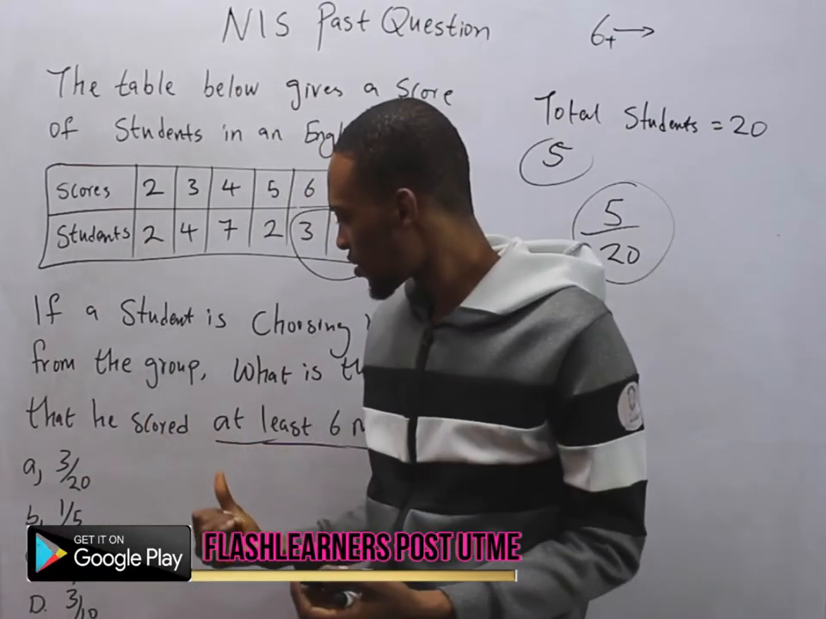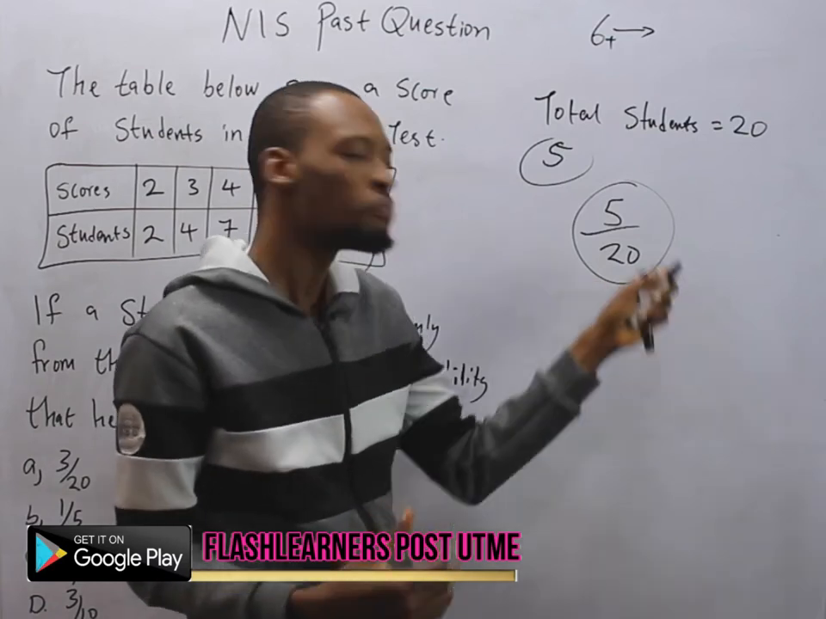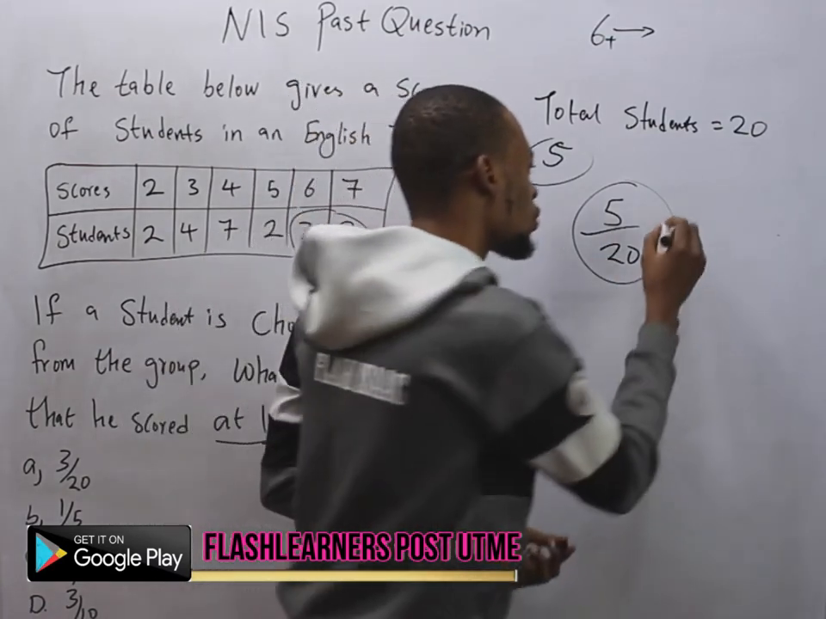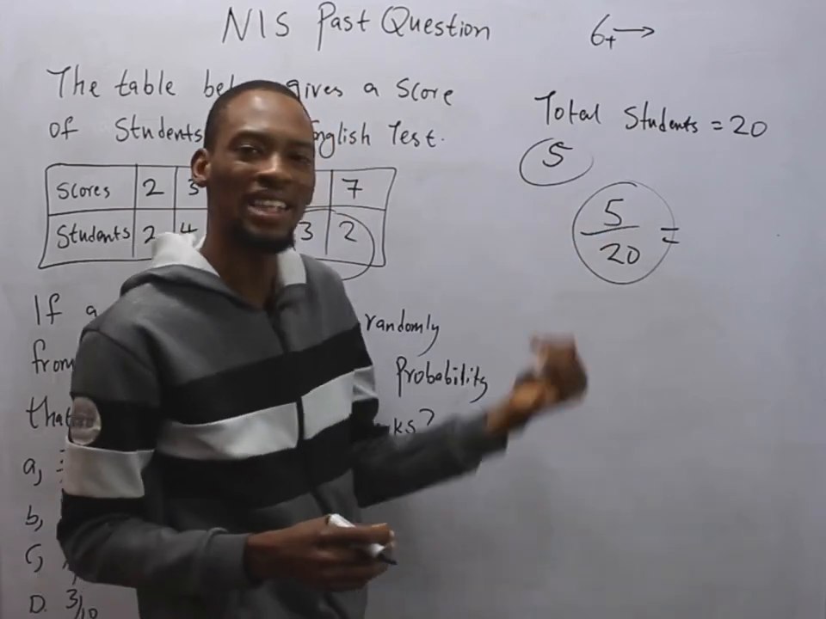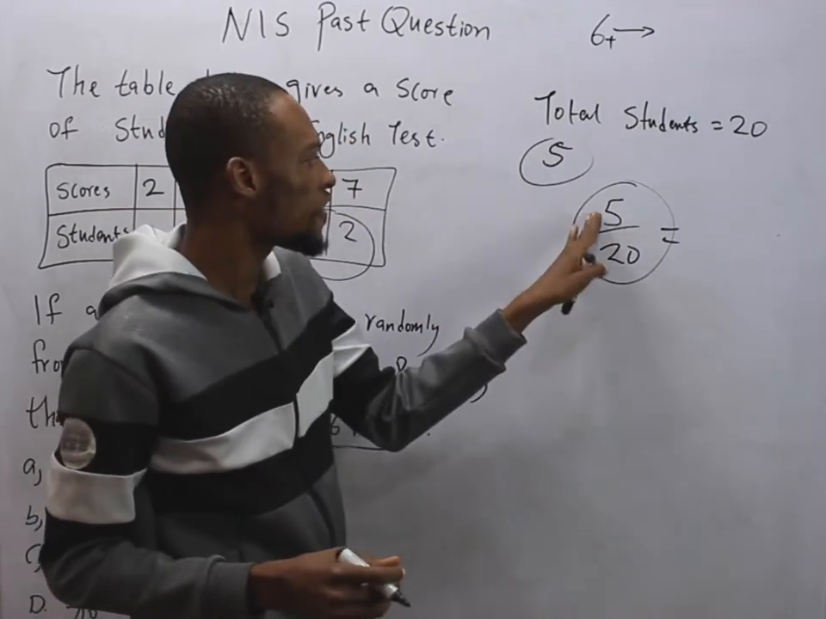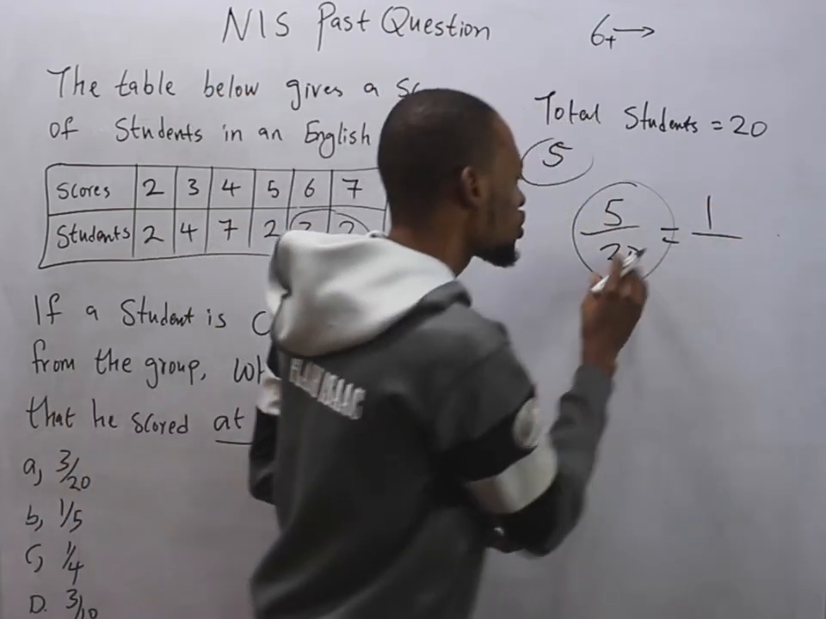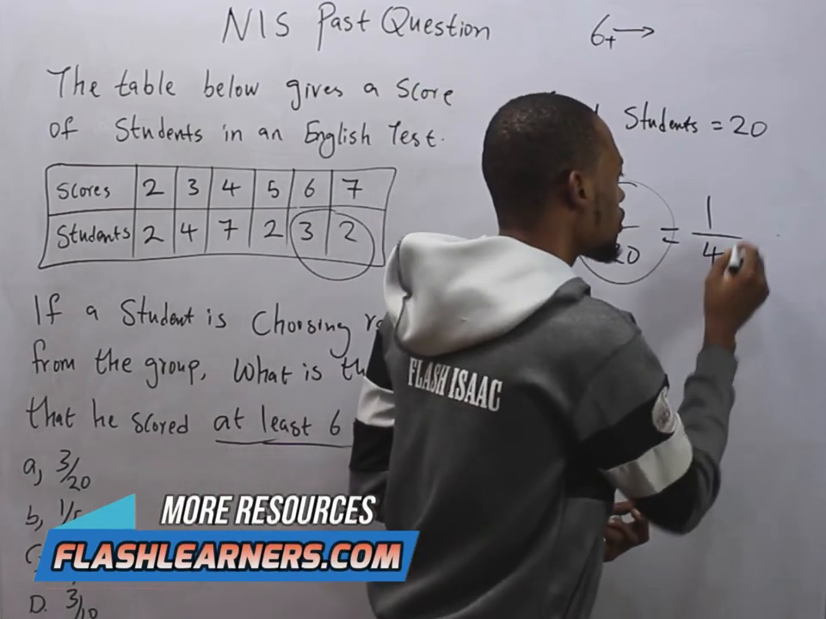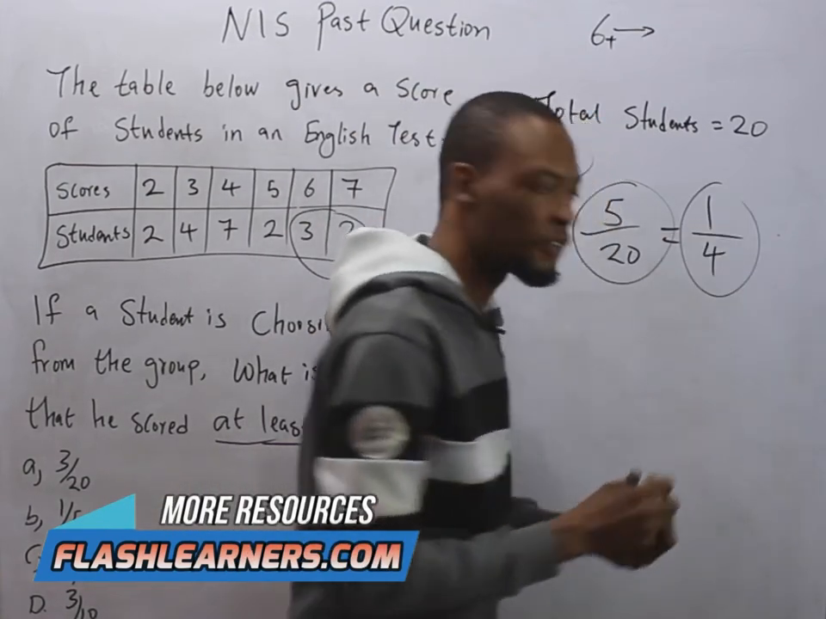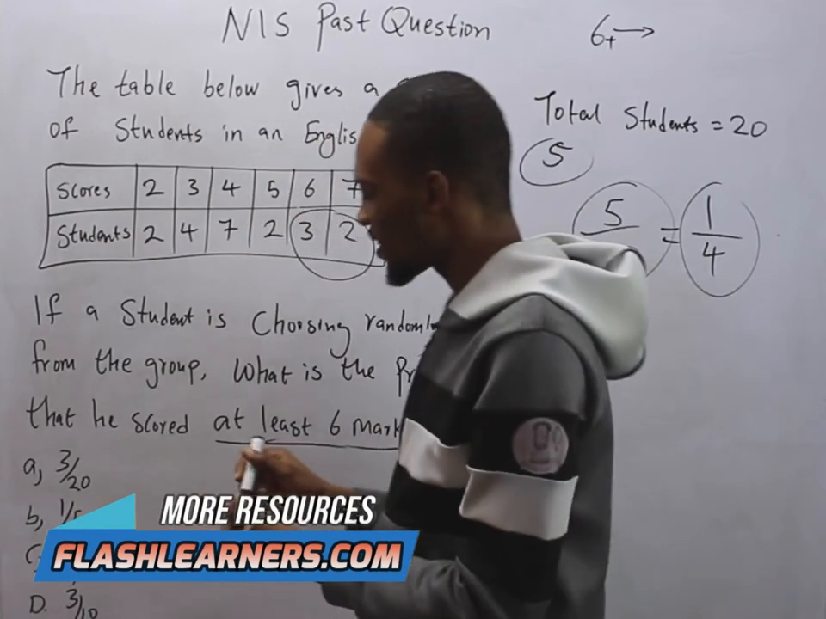Now, looking at the options, there's not exactly this answer, but we can simplify this. We look for a number that can divide the top and divide the bottom without a remainder. 5 divided by 5 is 1, over 20 divided by 5 is 4. So we've broken this down to 1 over 4. Looking at these options, there is 1 over 4. So the correct answer is C.